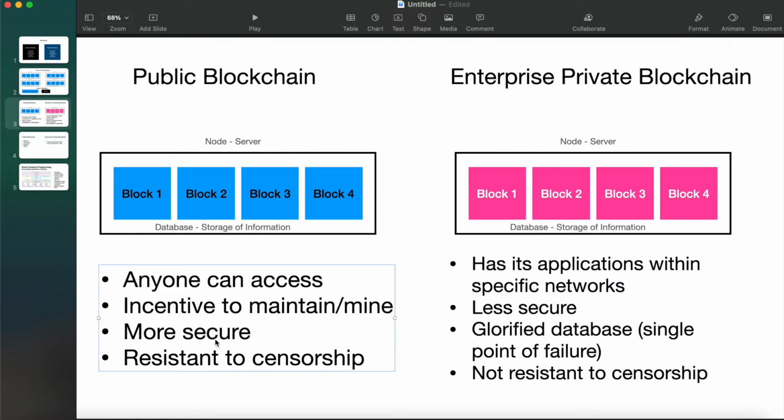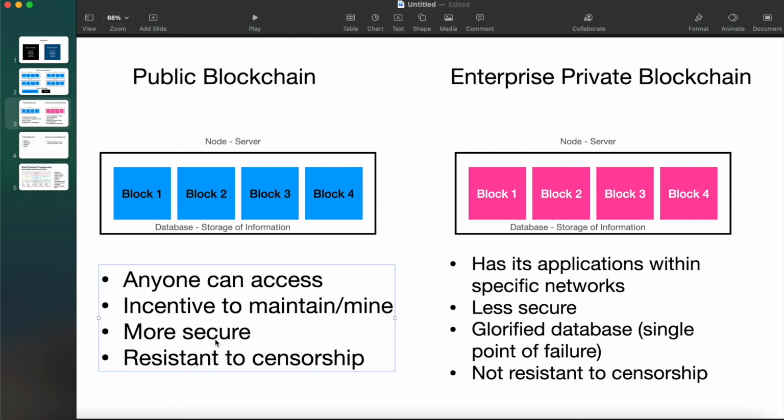Because of the number of people that get involved in a public blockchain, they tend to be more secure, because there's more people maintaining the same information. If I'm maintaining the same information between 100 people or between 10 people, with 10 people I can find them and manipulate them quickly. But if it's 1,000 million people, how are you going to manipulate 1,000 million people to change information? So it's more secure because there's more people maintaining that information, and it's resistant to censorship.